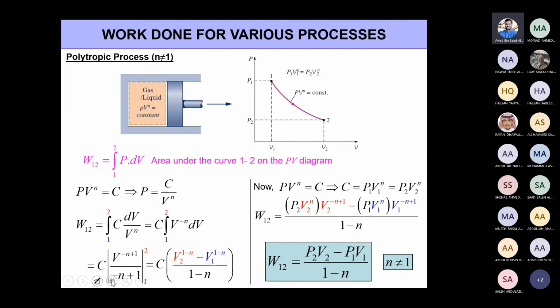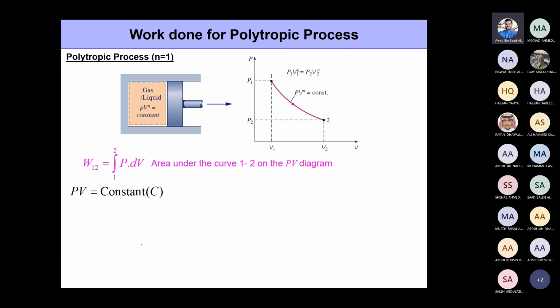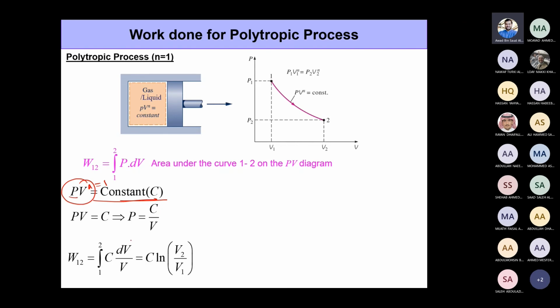All right, so now this is the situation when n is not equal to 1. Now, what if n is equal to 1? Well, if n is equal to 1, then basically pressure times volume is going to be equal to constant, right? Because n here is equal to 1. And then we do the same thing. We write pressure in terms of volume. So pressure becomes constant by volume. And we plug it into this equation right here for the work output. And when you integrate it, it becomes C ln V2 by V1.